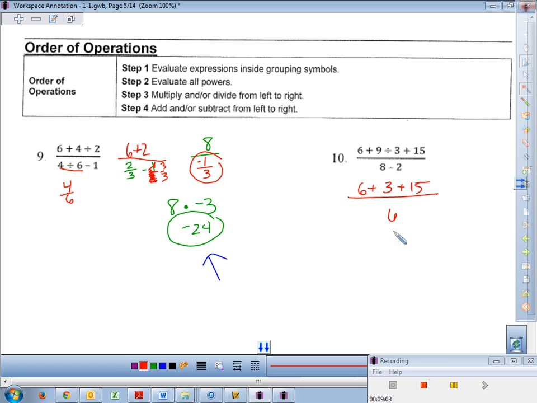And then I really have 9 right here. And then I'm going to go ahead and add 15 to it right away. When they're all the same operation, it's a plus and a plus and a plus. You use the associative property, commutative property. You can just add them all together. So 6 plus 3 is 9. 9 plus 15 is 24 over 6. And that comes out nice. What's 24 divided by 6? 4. Booyah!